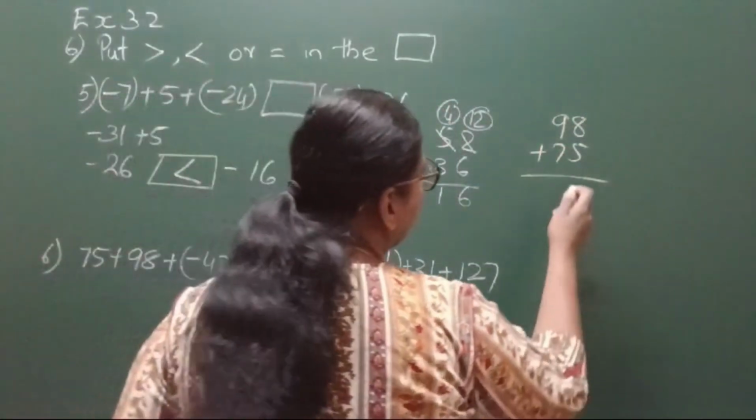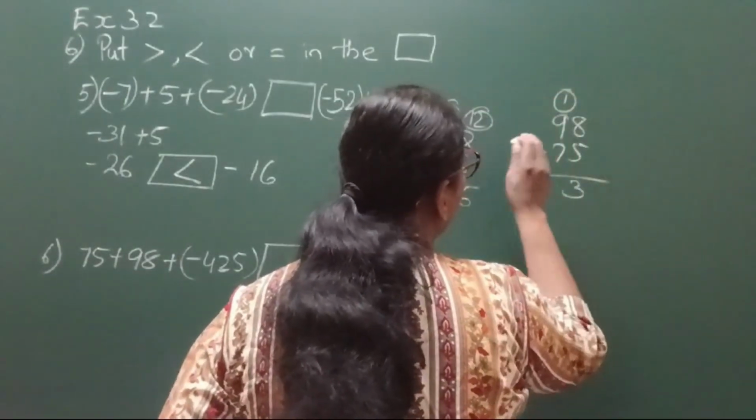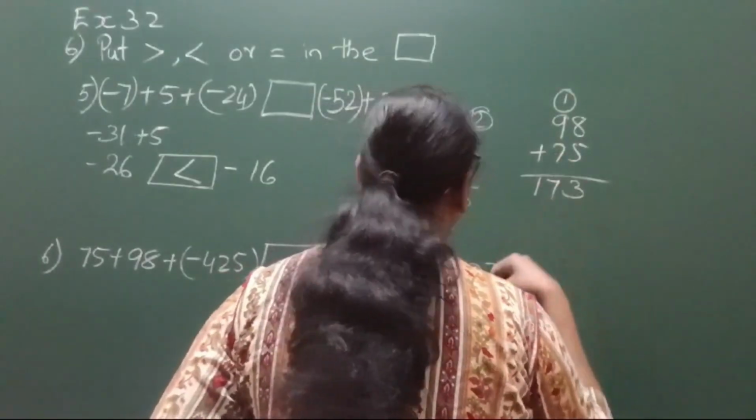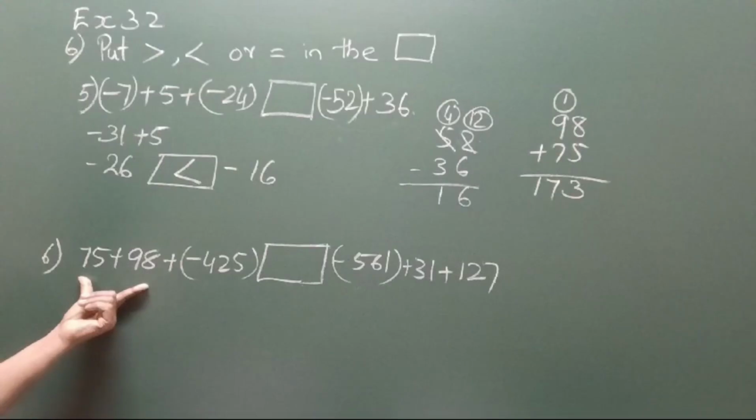Plus 9, 8. 8 plus 5 is equal to 13, 1 balance. 1 plus 9, 10. 10 plus 7, 17. These are two positive integers.